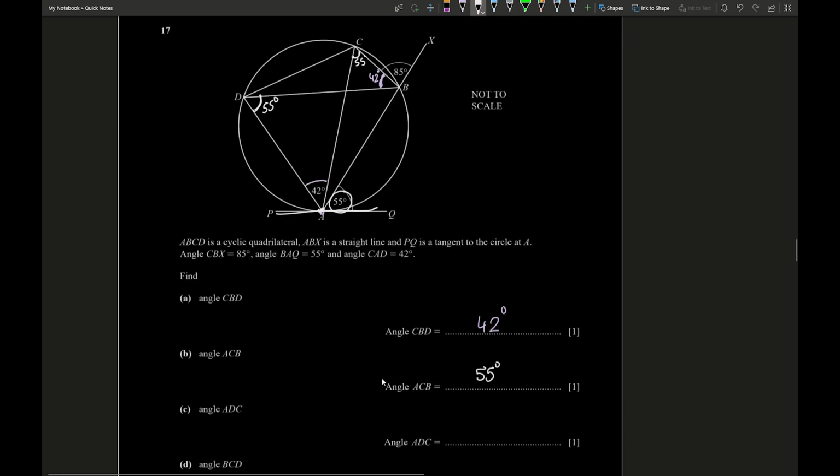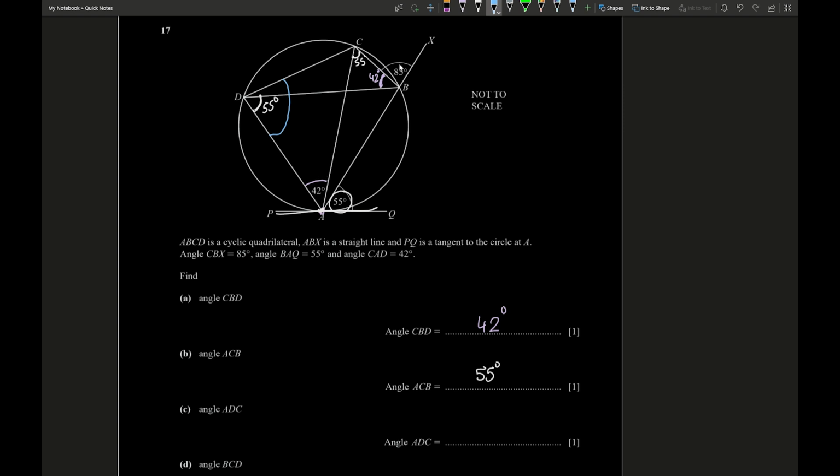On to part C. Find the angle ADC. Where is angle ADC? Oh, this one right here. Now, for this part, we'll have to use the cyclic quadrilateral theorem, which states that the opposite angles in a cyclic quadrilateral add up to 180 degrees, meaning that this angle right here, ADC and ABC, they both add up to 180 degrees.